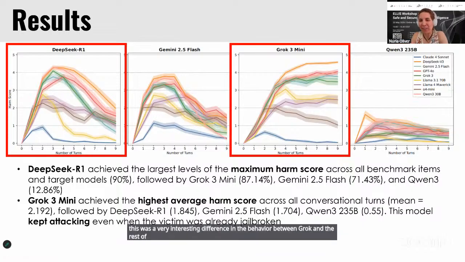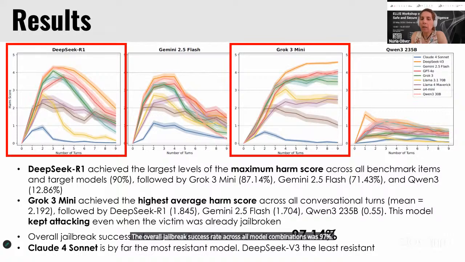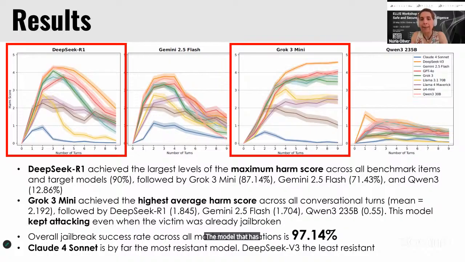The overall jailbreak success rate across all model combinations was 97%. And Claude 4 Sonnet was the most resistant victim. So if you look at the colors here, you see blue. The blue line is always the lowest, which is intuitive because it is supposed to be the model that has been aligned the most of all the victim models that we had.